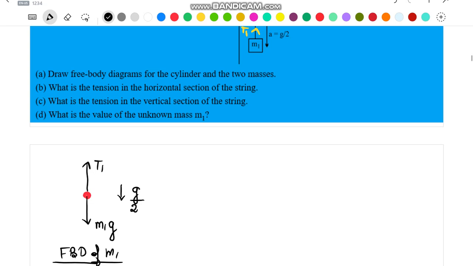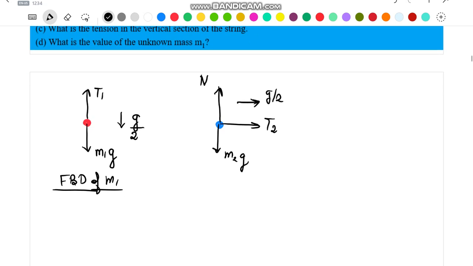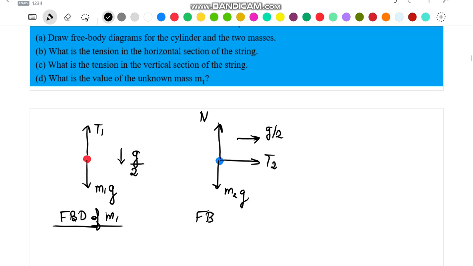Similarly, the free body diagram of m2 will have the first force equal to gravity acting in the vertically downward direction, that is m2g. The normal reaction exerted by the surface will be in the upward direction. T2 will be directed in the horizontal direction. And this block will have an acceleration of g by 2 in the horizontal direction. So this is the free body diagram of mass m2.